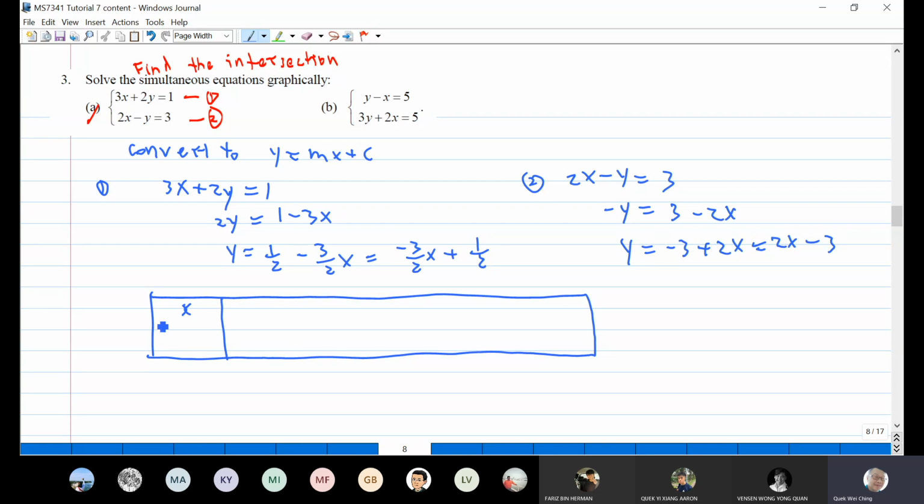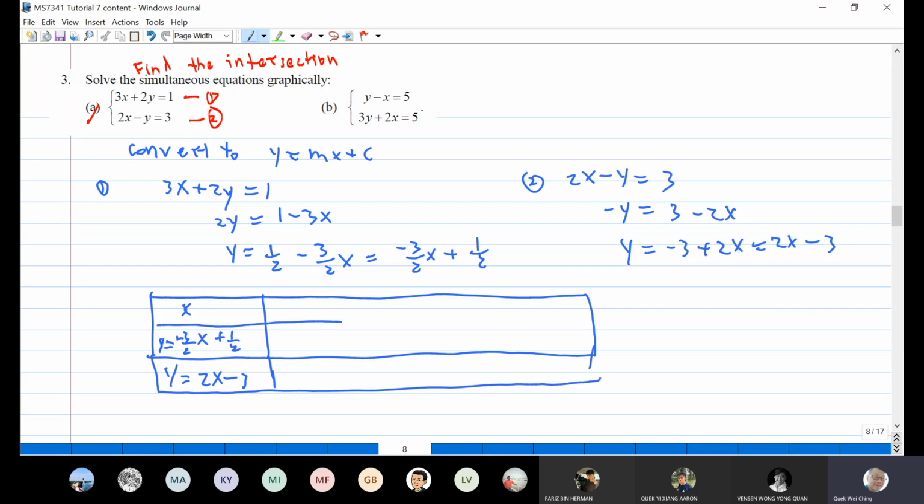X here, the first one is y equal to minus 3 over 2x plus half. Okay, the second line is y equal to 2x minus 3. So I need 3 points. The third one is just for insurance, to make sure that I already got a straight line. If you find something strange, then you know you made some calculation error. So let's try to find the 3 points.